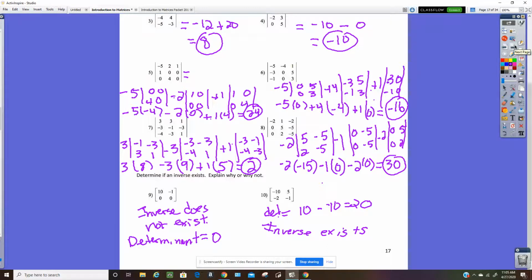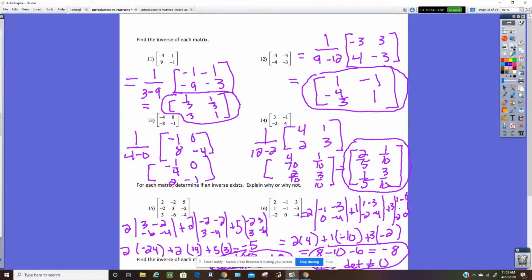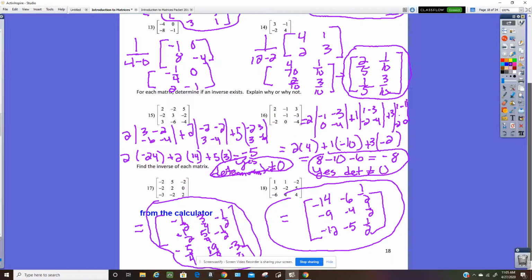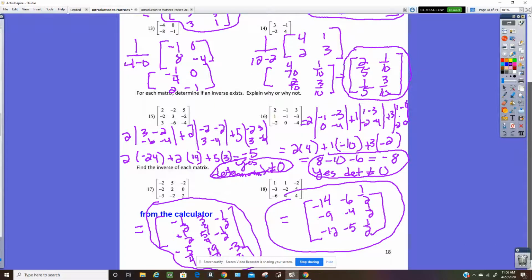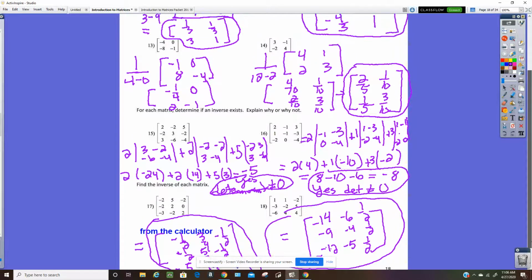All right, and then page 18, find the inverse of each of these. So I'm just going to do 11 to 14, and you could do these on the calculator here at the bottom, 15 to 18.